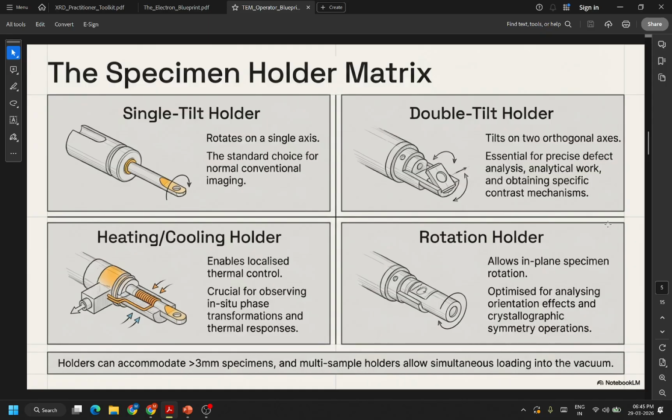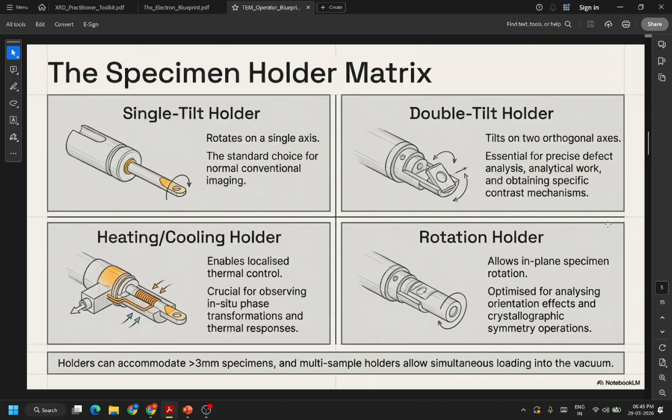So you have different types of TEM holders. One is the single tilt holder, which rotates on a single axis. This is the standard choice for normal conventional imaging. Then you can also have a double tilt holder, which can tilt on two orthogonal axes. It is essential if you want to do precise defect analysis or any analytical work, and to obtain specific contrast mechanisms.